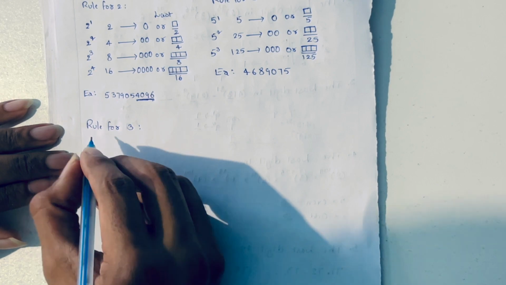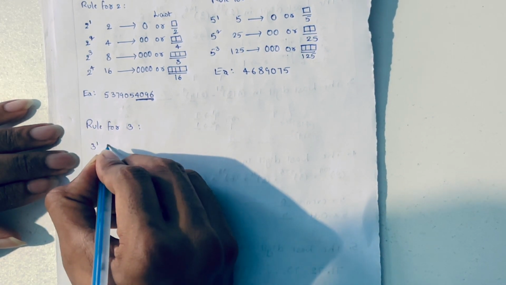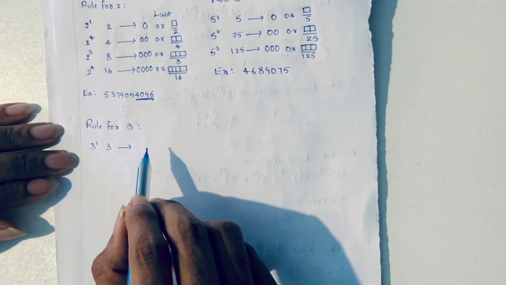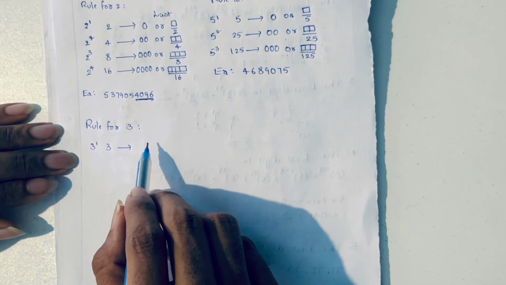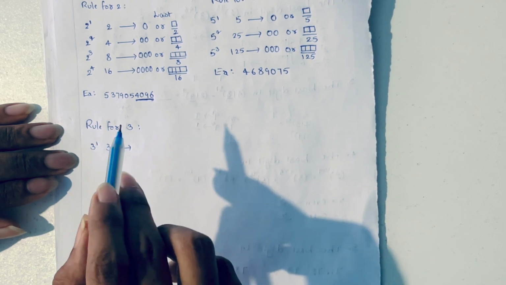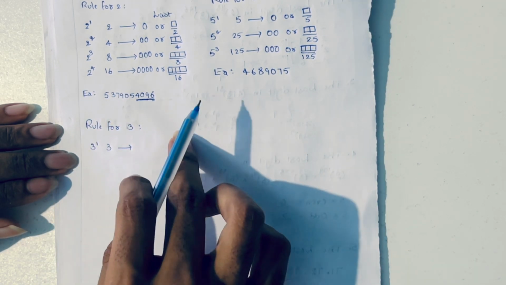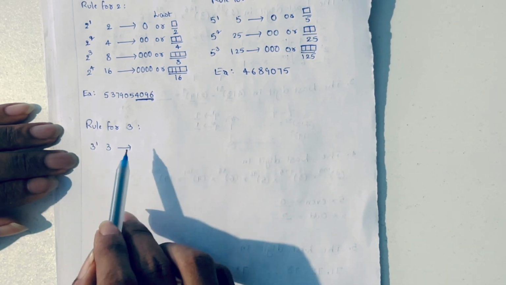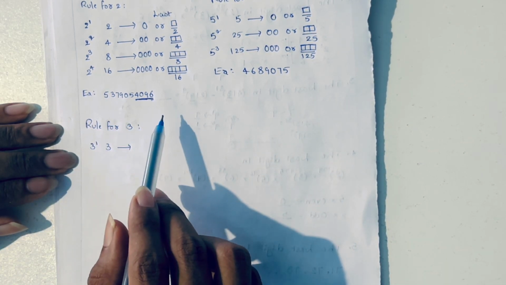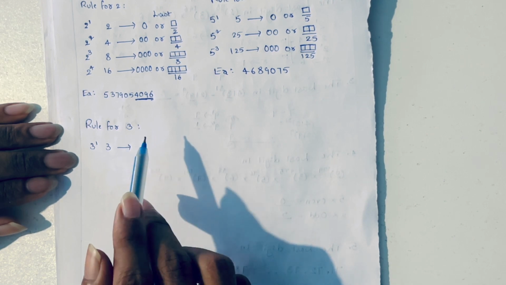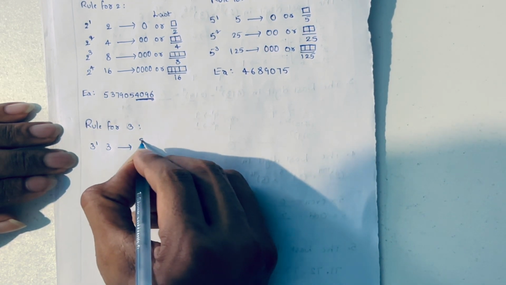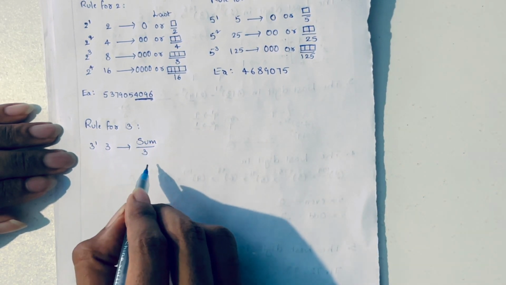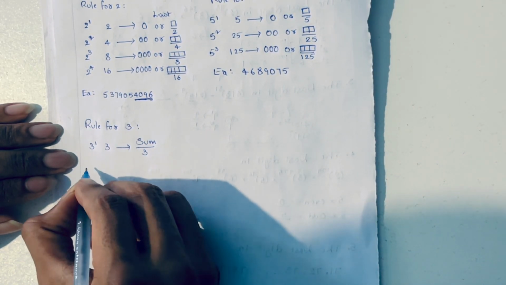In this case 3 is 3 power 1, that means 3. If a number is given, we need to add every digit of the whole number, tens place plus ones place. If it is a 3-digit number, add hundreds place, tens place and ones place, and then we call it the sum by 3. If the sum is divisible by 3, then the whole number is divisible by 3.